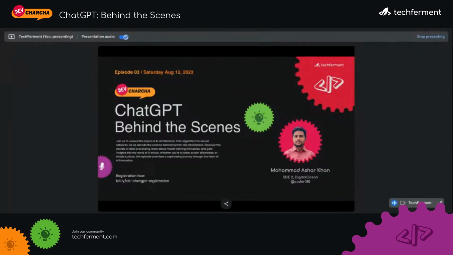So the main initiative for the Dev Charcha is just normal discussions, for technical discussion where we can talk about any technology, share our feedback, and share our problems, like what problems you are facing in your day-to-day life in your development. So it's all about the discussions, it's all about the developer charcha.